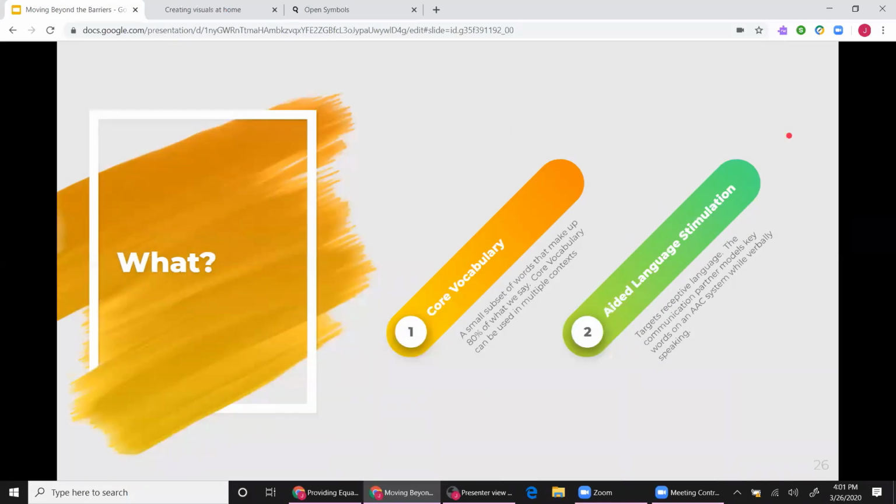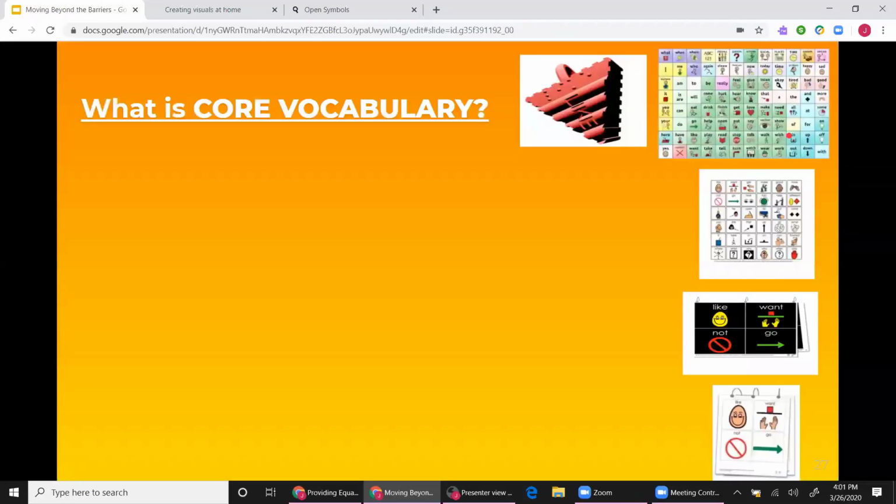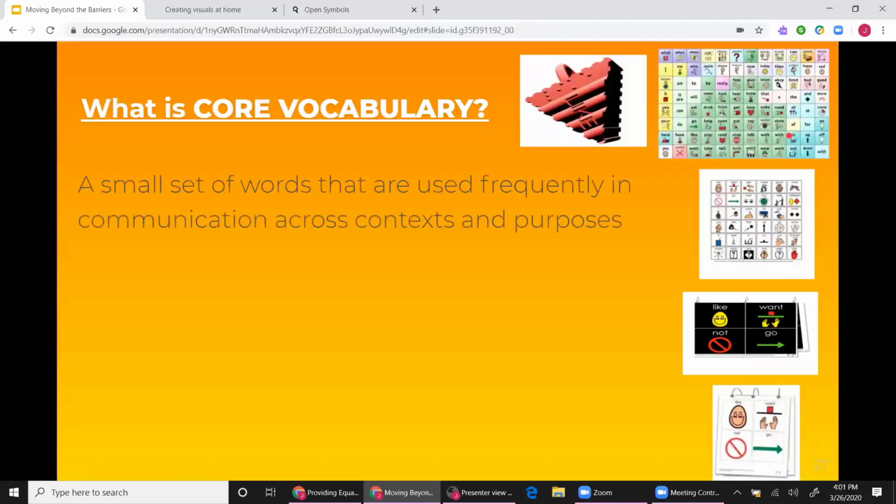Today we're really going to focus on core vocabulary and aided language simulation or modeling in this presentation. So what is core vocabulary? It is a small set of words that are used frequently in communication and used across contexts and purposes.